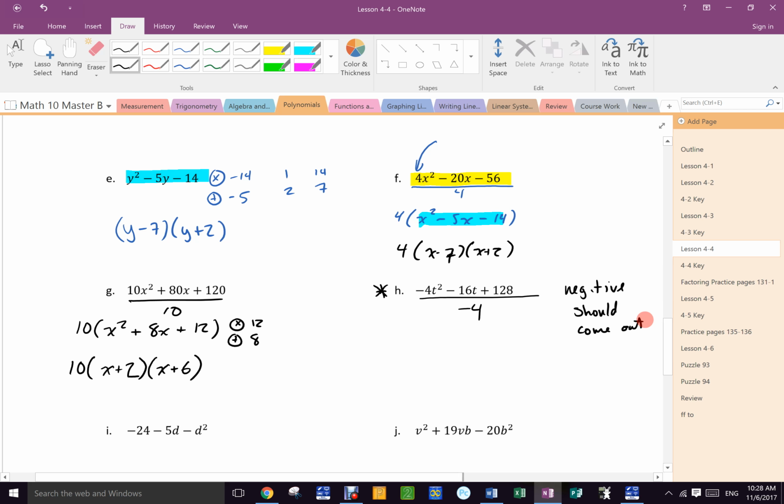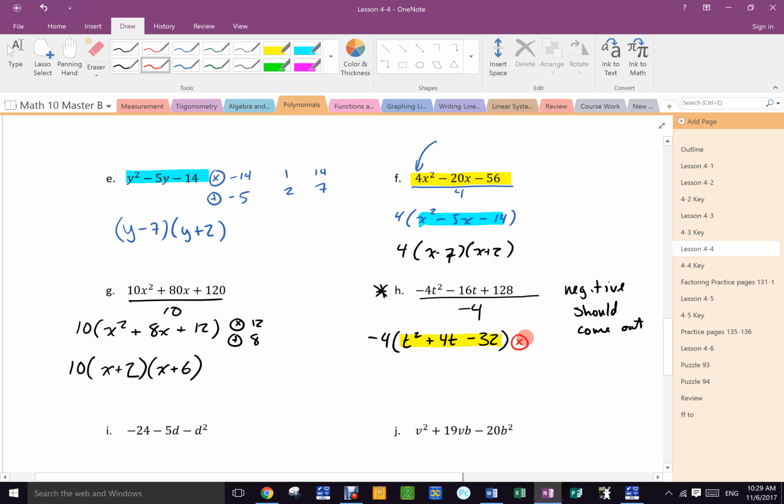Even though, because it's not a greatest, is it? Because negatives are lower, right? So what's going to go out front? Negative 4. Now what's my first term? T squared, because negative and negative gets me a positive. What's my second term? Positive 4t. What's my third term? Negative 32.